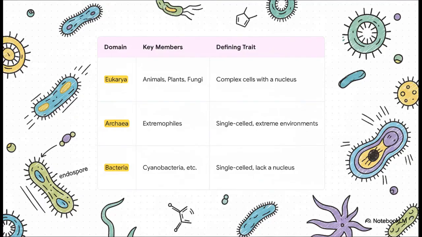Today, all life is sorted into these 3 domains. First, you've got eukarya. That's us, along with all plants and fungi. We're all defined by having complex cells with a nucleus to hold our DNA. Then there are the archaea, who are the absolute masters of living in extreme places. But our focus today is on that 3rd massive domain, bacteria. Simple, single-celled, and you can find them absolutely everywhere.